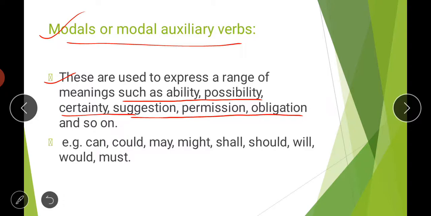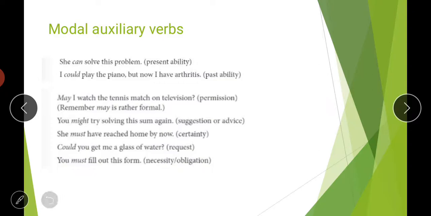So the words can, could, may, might, shall, should, will, would, or must, all these words are used to express these different meanings such as ability, possibility, certainty, or suggestion, permission, or obligation. So let us look at the uses of modal auxiliary verbs. So first is, she can solve this problem.